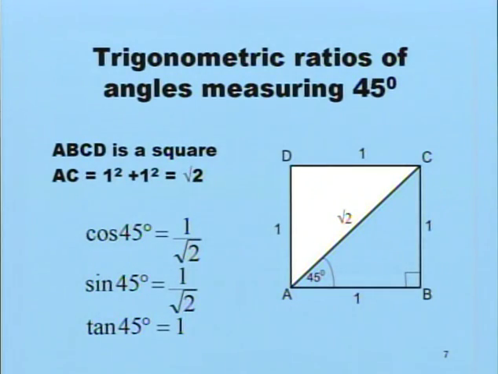And notice in this particular case that the cosine is equal to the sine. That is only when the angle is 45, that cosine 45 is the same as sine 45. And this is a special one for you to remember, that the tan of 45 is always 1.